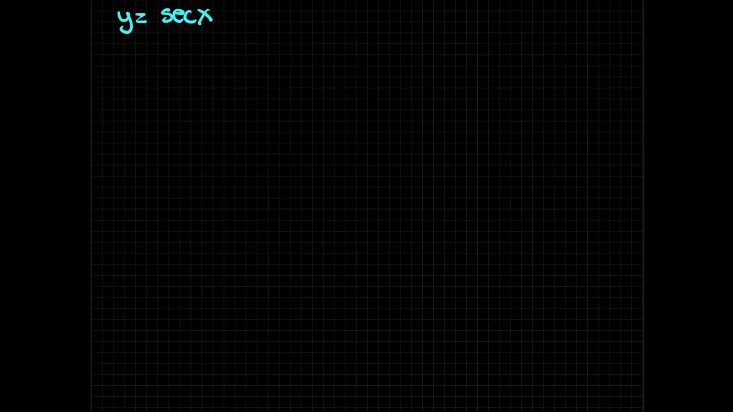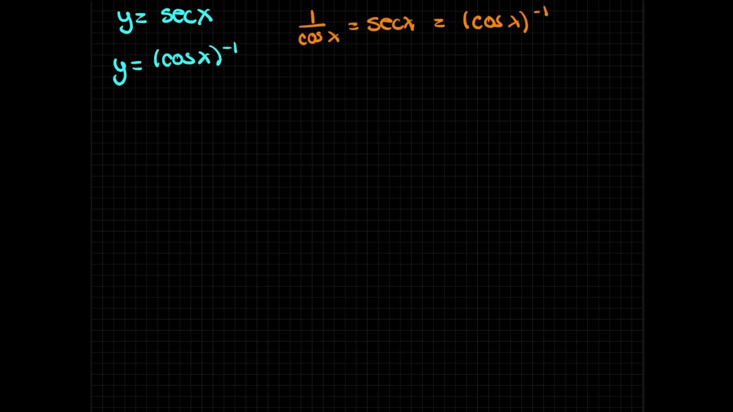So let's look at the next one. So we have y equals secant x. We're going to use the reciprocal identity for this one, where we know that 1 over cos x is equal to secant x. We can always rewrite that 1 over cos x as cos x raised to the power of negative 1. So that gives us y equals cos x to the negative 1.